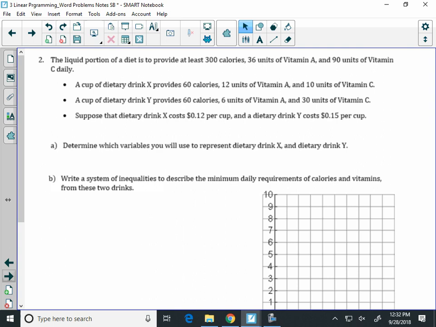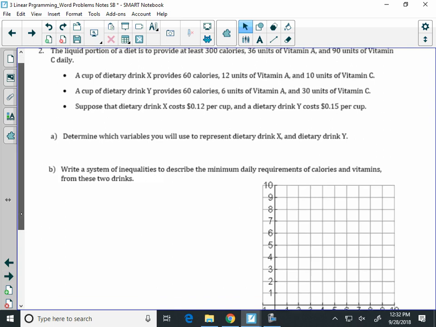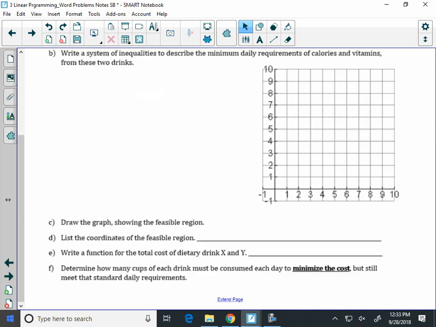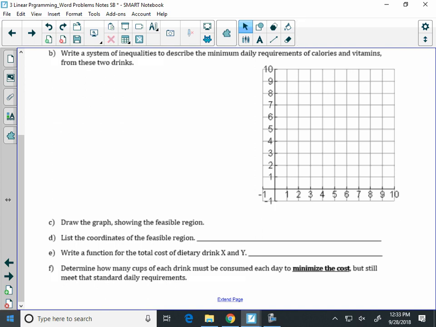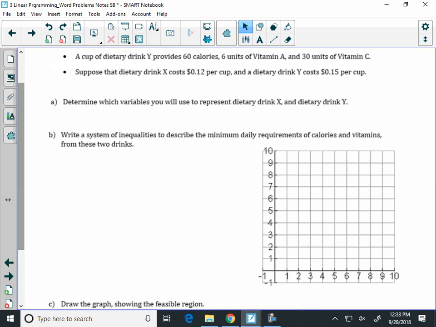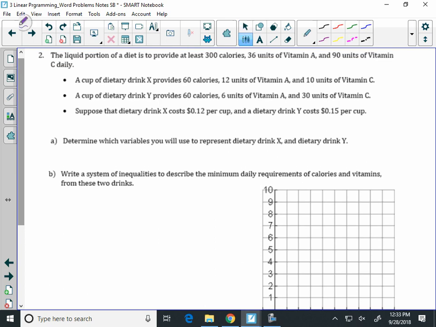We're going to use those values to figure out, what does it say down here? How many cups of each drink should you take in every day so that you minimize the cost? You don't want to spend a lot of money, but you want to get all your nutrients. So minimize is going to be a little different for us here. Let's first identify our variables, which shouldn't be too hard. Remember profit or money? Well, here it says dietary drink X is 12 cents and drink Y is 15 cents. If that's our money stuff, what should X and Y be?